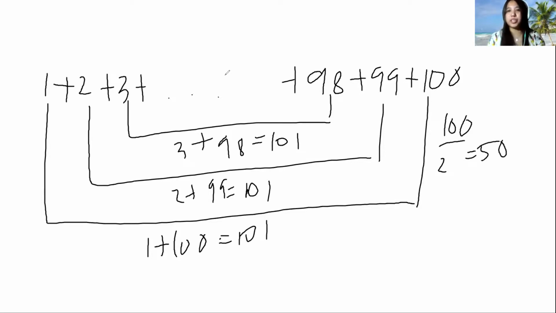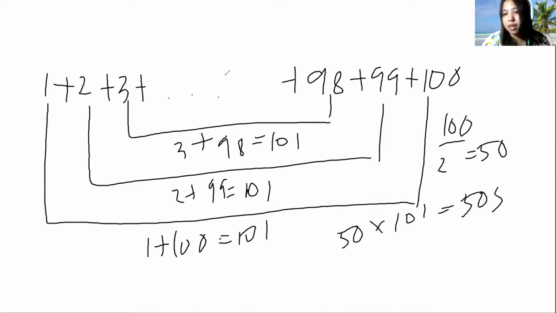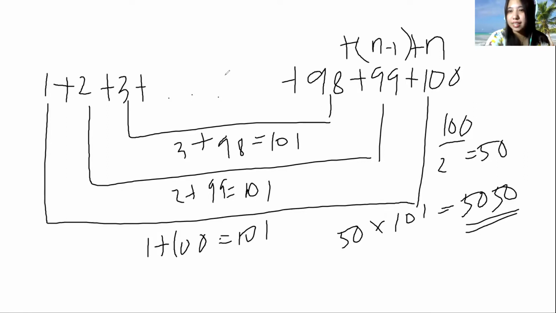Now, to answer the question, what is the sum from 1 to 100? What Carl Gauss did was to multiply 50 times 101, which is equal to 5,050. If we change the value of the last number into n, then 1 plus 2 plus 3 until this is n, and 99 is n minus 1, and 98 is n minus 2.